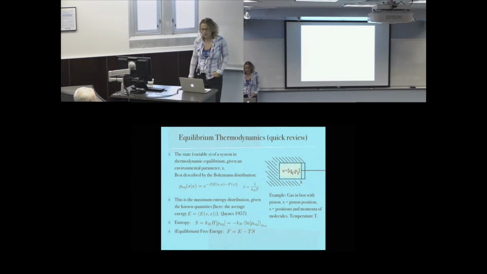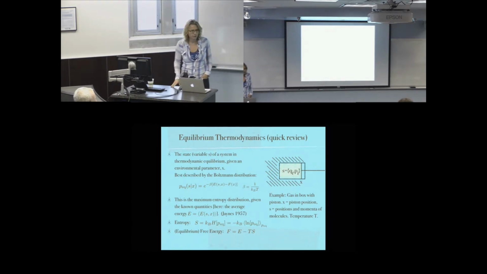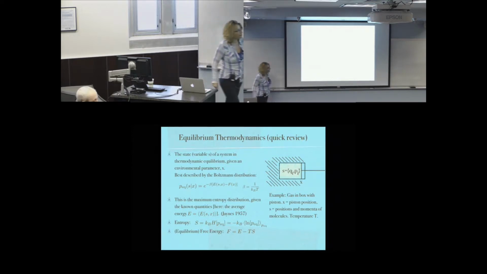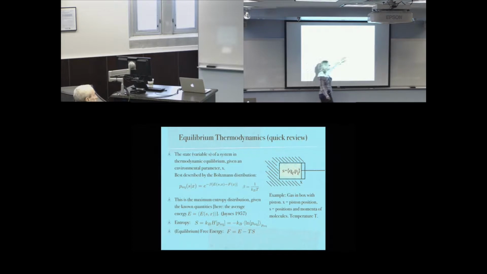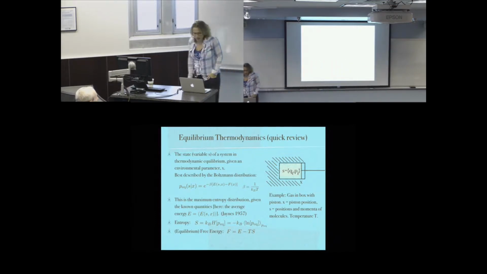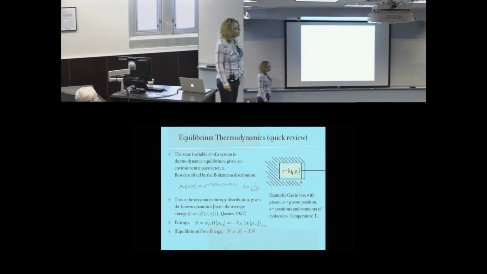Okay, so I want to give you a quick review of equilibrium thermodynamics because John mentioned that some people might not be familiar with this. So let's say you have a gas in a box and it's embedded in a heat bath. Then the state of the molecules in the gas are given by their position and velocities. And in equilibrium, this is described by the Boltzmann distribution. So you've heard about that in John's talk yesterday, right?